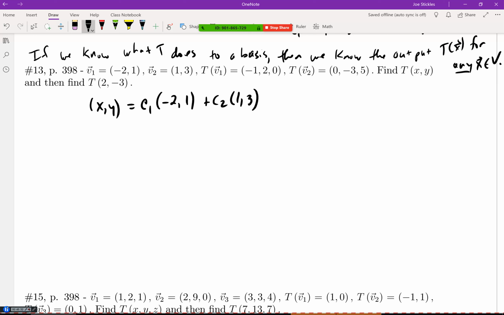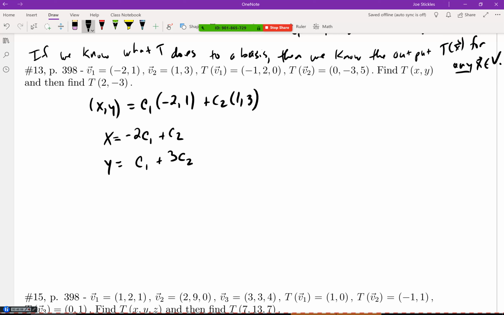So this would tell me that the x would have to be negative 2c1 plus c2, and the y would have to be c1 plus 3c2, sorry. Had a little 3 happy there, seeing the 3. So again, just to go back here, because I think I went through it a little quickly. This is some arbitrary vector in R2.